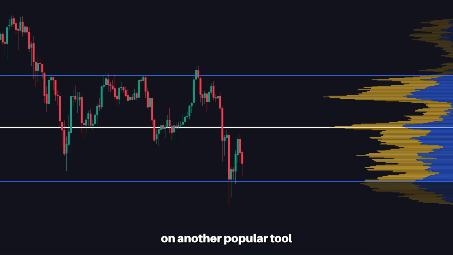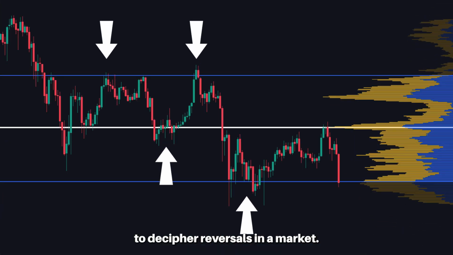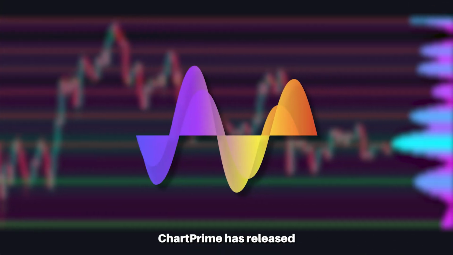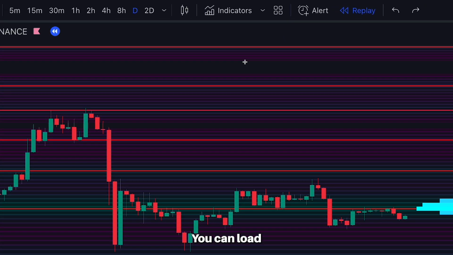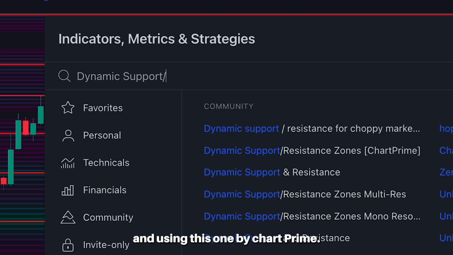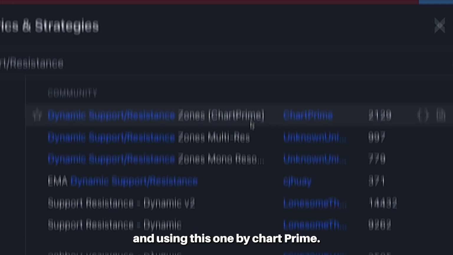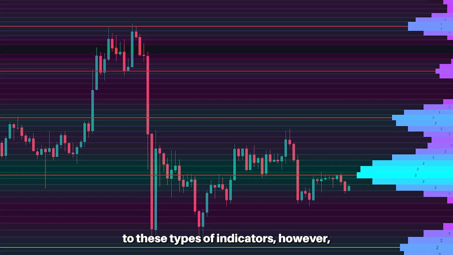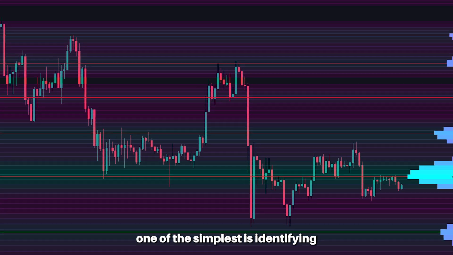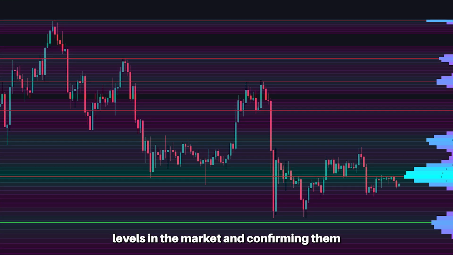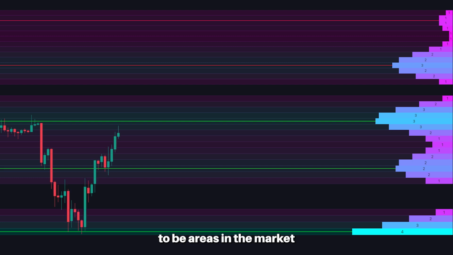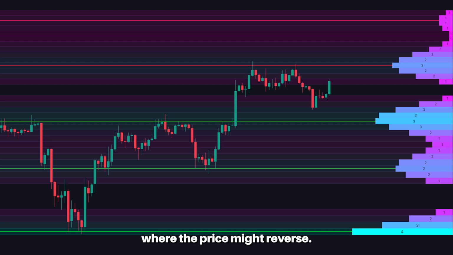Volume profiles are another popular tool to decipher reversals in a market. Chart Prime has released a free dynamic support and resistance zones indicator you can load by searching on TradingView and using this one by Chart Prime. There are various interpretations to these types of indicators. However, one of the simplest is identifying possible support or resistance levels in the market and confirming them. These are naturally going to be areas in the market where the price might reverse.